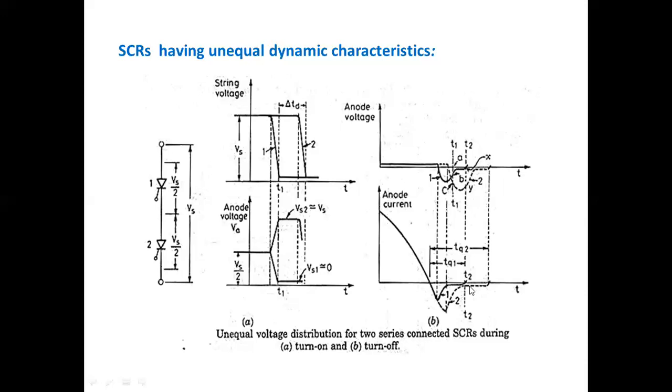Why does this occur? Here TQ1 is less than TQ2. At instant T2, SCR1 has recovered and is passing through zero voltage, whereas SCR2 is developing reverse recovery voltage. That is the reverse recovery voltage, this one, X, which should be coming upwards up to T2.